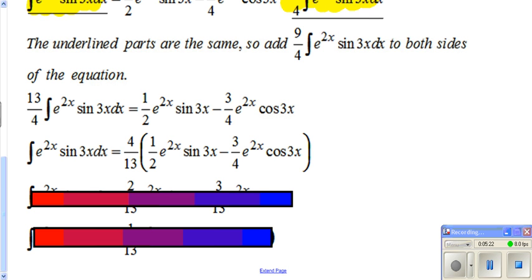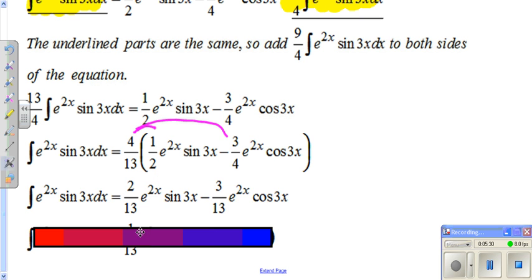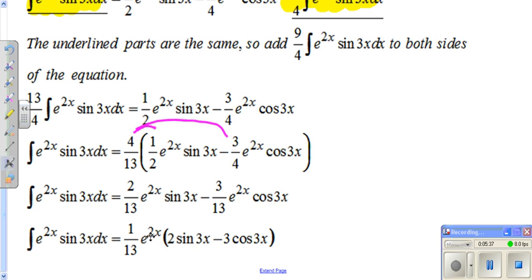Now, all you have to do is distribute through. You could leave it like that, or if you wanted to, you could pull out your common factor of e to the 2x and your 1/13. Either one of those last two statements would be fine. And you ended up solving for your integral. And then there should also be a plus c, since you're dealing with an indefinite integral.